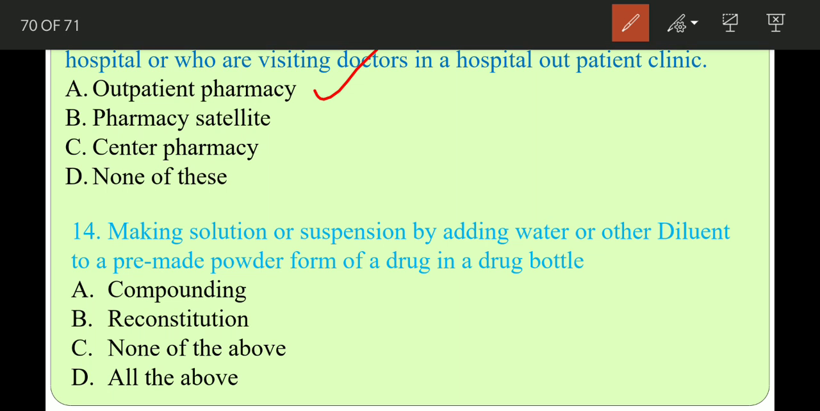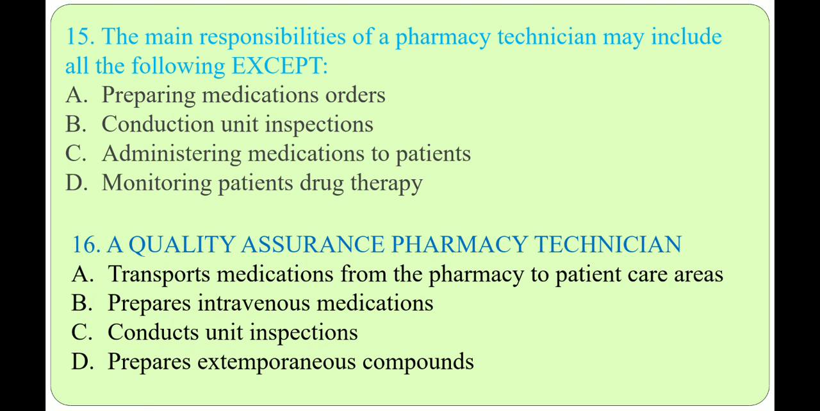Next question is, making solutions or suspensions by adding water or other diluent to a pre-made powder form of a drug in a drug bottle. So the options are A. Compounding, B. Reconstitution, C. None of the above or all of the above. So the correct option is B, that is reconstitution. So again, if you add water to a powder to make solutions or suspensions, it is called reconstitution.